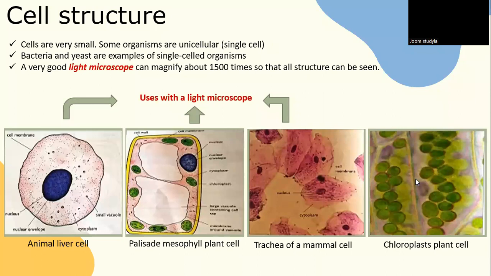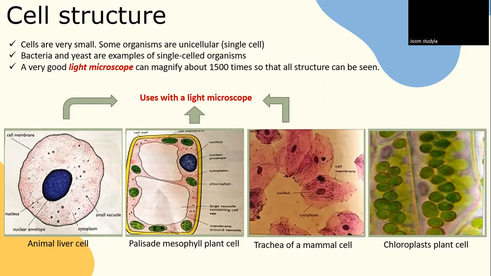Let's begin with what is a cell. A cell is the smallest unit that can live on its own and that makes up all living organisms and the tissues of the body. A cell has three main parts: the cell membrane, the nucleus, and the cytoplasm.